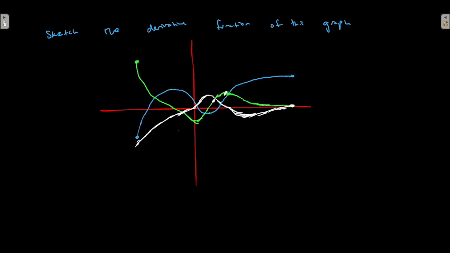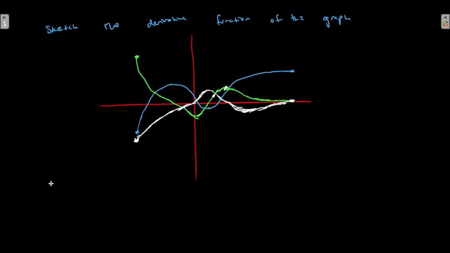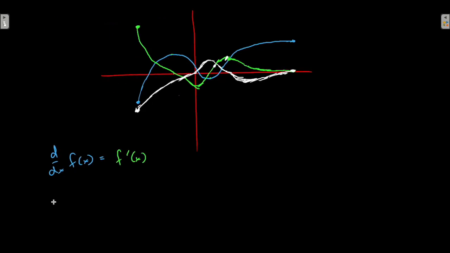Alright, so here we have our acceleration function and our slope function. So we'll call this blue function f of x. The derivative of f of x would be f prime of x, which is the velocity function. I'll actually do the respective colors. So we have the derivative of f of x is equal to, in green, f prime of x, and then the derivative of f prime of x is equal to, in white, f double prime of x, which is the derivative of the derivative.